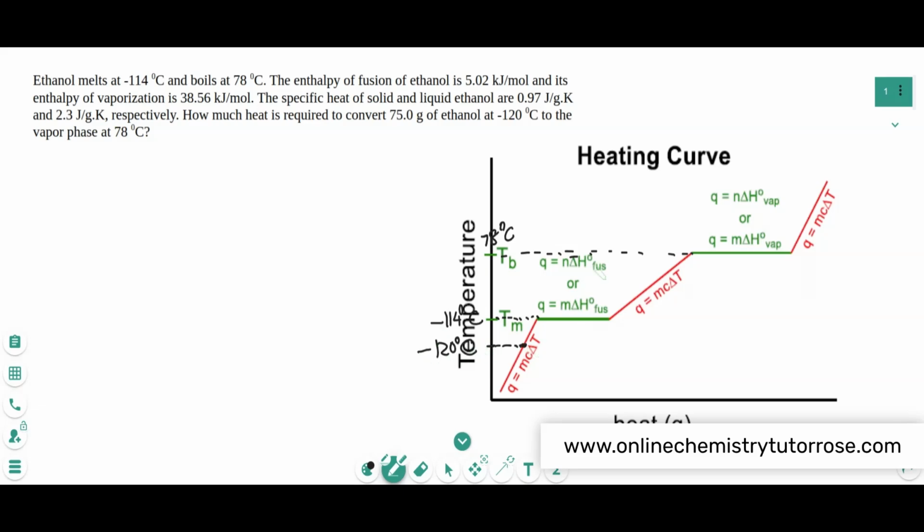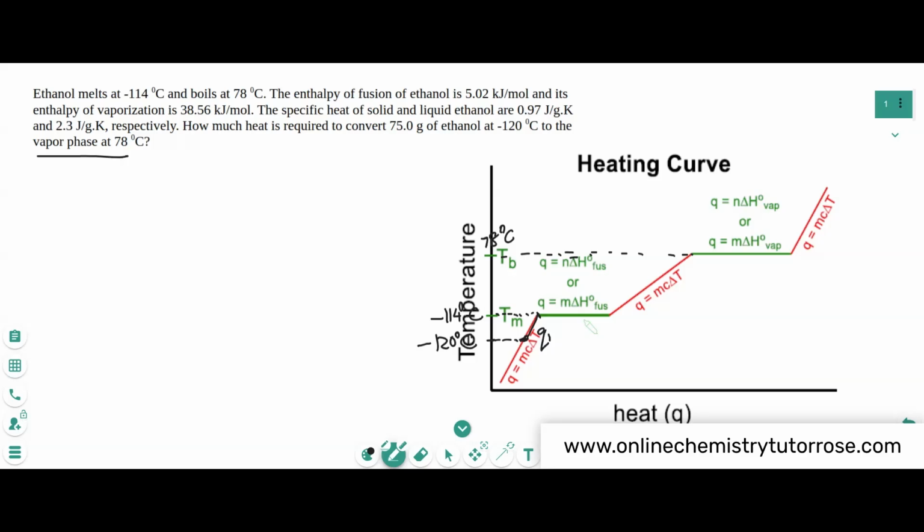So the entire process of converting ethanol from negative 120 degrees Celsius all the way to vapor phase at 78 involves several steps. Ethanol starts off as a solid at negative 120 degrees Celsius, and you would need to raise its temperature till it reaches the melting point of negative 114 degrees. The energy, let's say Q1, needed for this is mc delta T. Next, we want to convert the solid to the liquid, and the energy needed for this is mass times enthalpy of fusion. Let's say the energy needed for that is Q2.